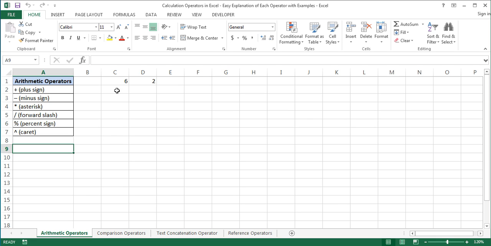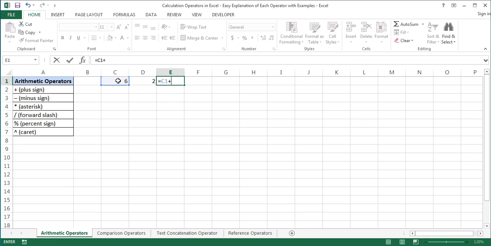Here we have values in cells C1 and D1, and we will perform example operations using them. So let's get started. The first arithmetic operator we will look at is plus sign. The plus sign performs addition. For example, C1 plus D1 equals 8. Or we can use values instead of cell references, 6 plus 2 equals 8.